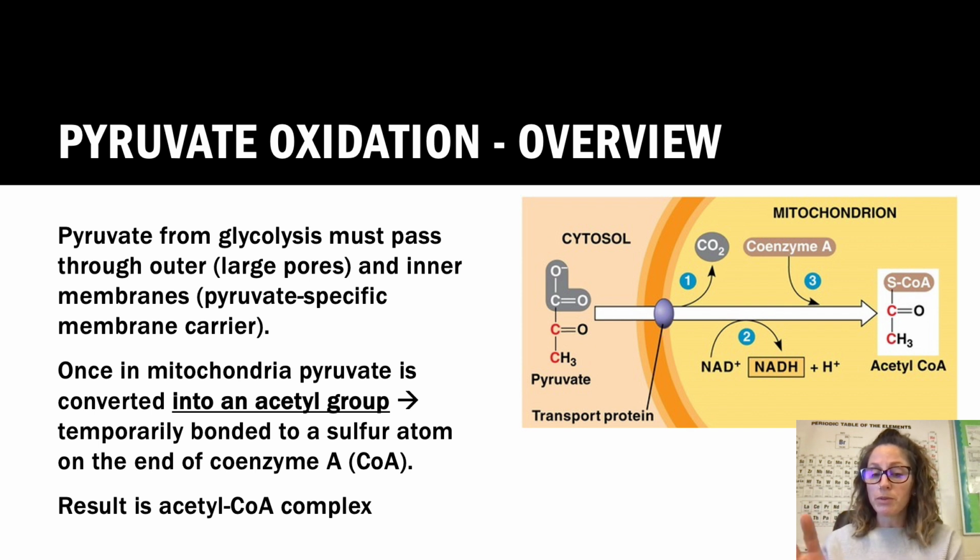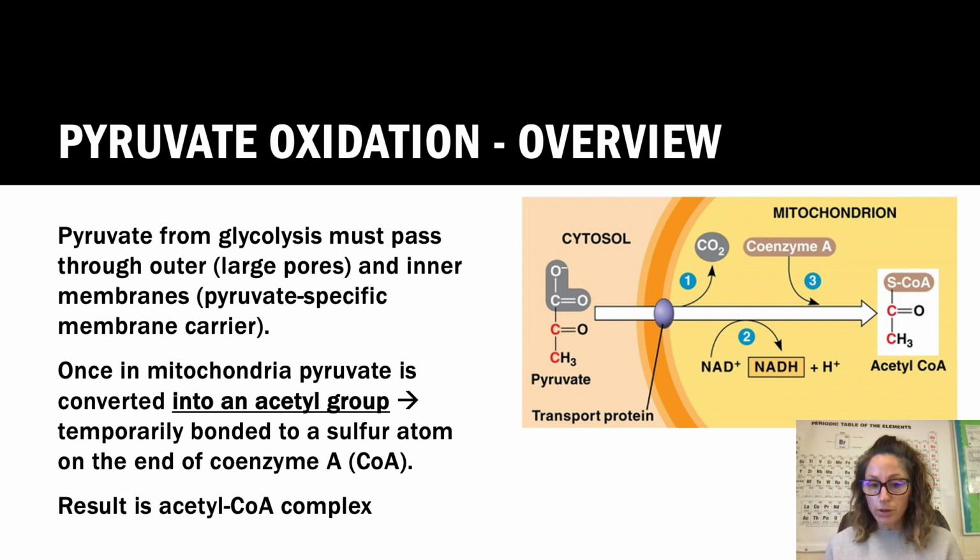And recall that the mitochondria has two membranes. So it has the outer membrane and the inner membrane. If you look at the diagram here, we see that pyruvate can actually just pass through the outer membrane through large pores, but it needs a transport protein, a transport carrier, to let it into the matrix of the mitochondria through the inner membrane. And this is a pyruvate-specific membrane carrier.